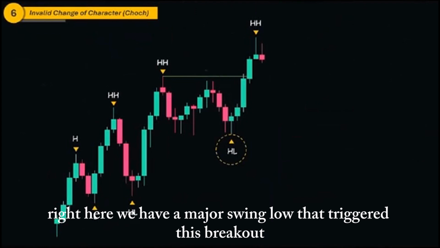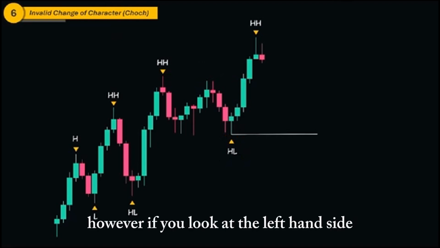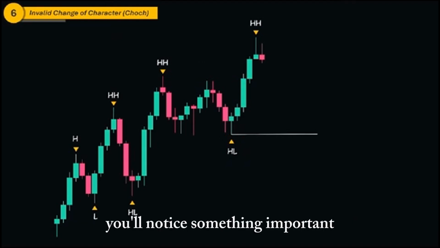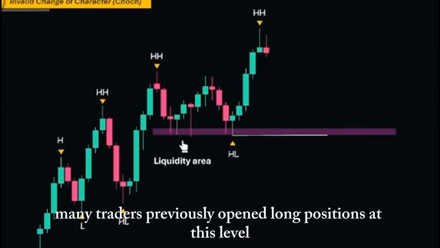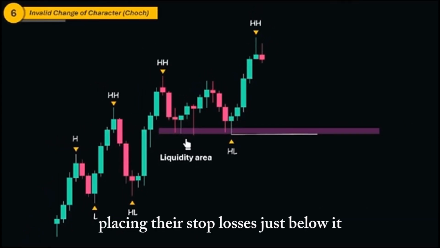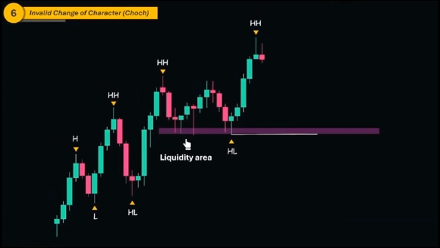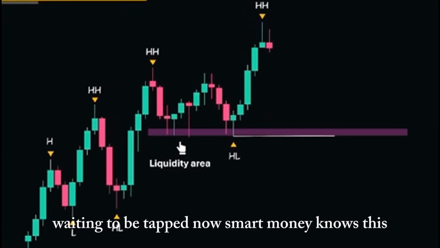Right here, we have a major swing low that triggered this breakout. A break below this level might seem like a valid change in character. However, if you look at the left-hand side, you'll notice something important. This level aligns with a significant area of liquidity. Here's the deal. Many traders previously opened long positions at this level, placing their stop losses just below it. What does this mean? A massive pool of liquidity is sitting beneath that level, waiting to be tapped.